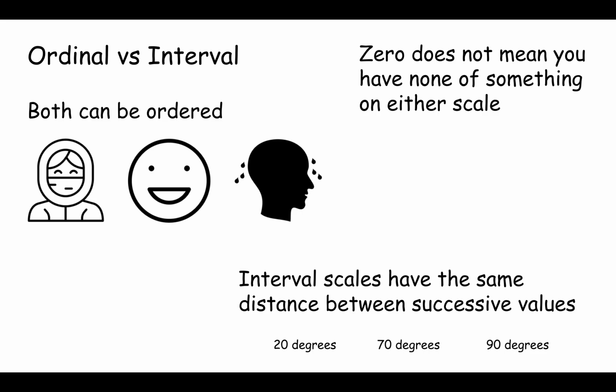Ordinal and interval can both be ordered. Interval scales have the same distance between successive values. So the distance between 20 and 30 degrees is the same as the distance between 30 and 40 degrees. The distance between not satisfied and satisfied may not be the same as the distance between satisfied and extremely satisfied. But in both cases, 0 doesn't mean you have nothing of something. So if it's 0 degrees out, it's not the case that there is no temperature.